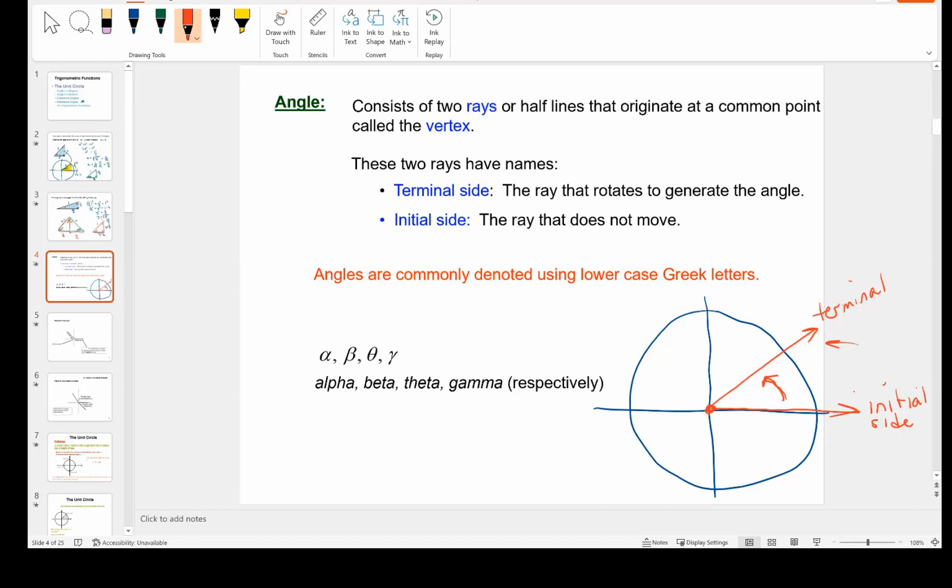And we usually refer to angles as lowercase Greek letters. Most often I'm going to use theta. This is theta. Alpha, beta, theta, gamma. Most of the time we'll use theta. It's just kind of by nature I use theta, but any letter is fine.